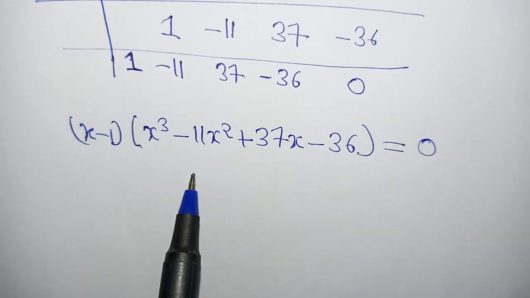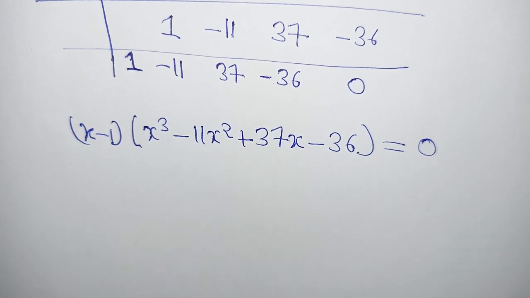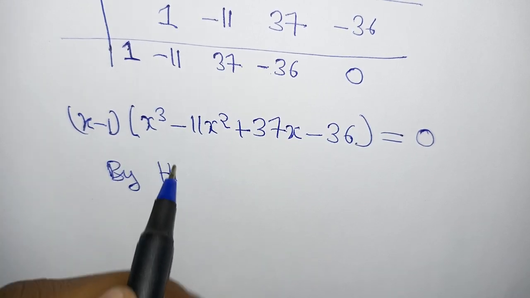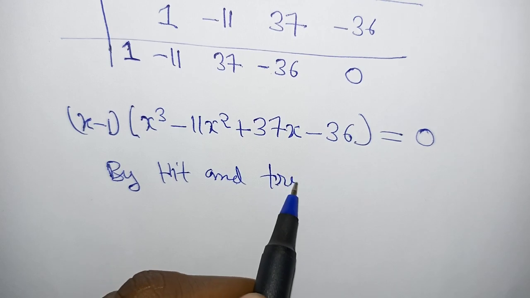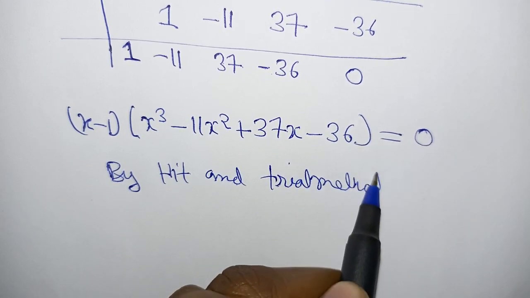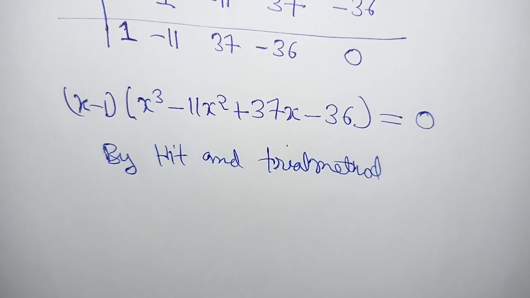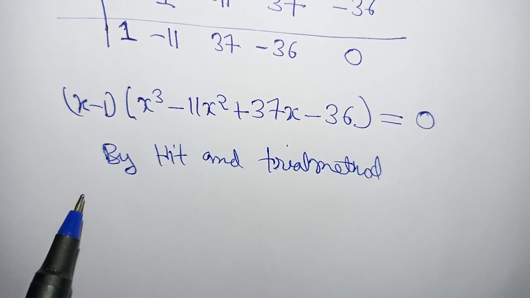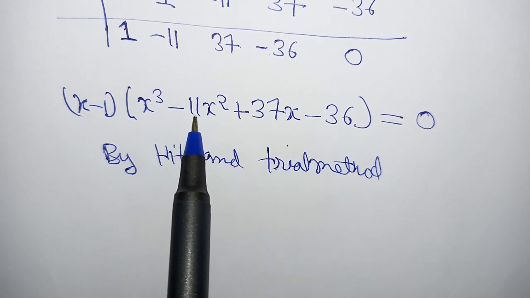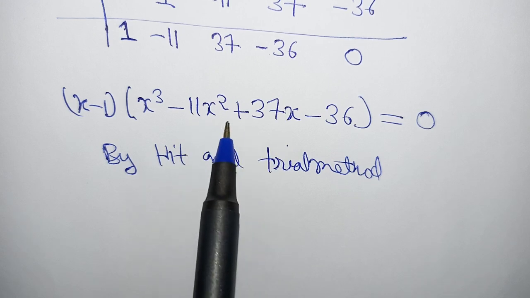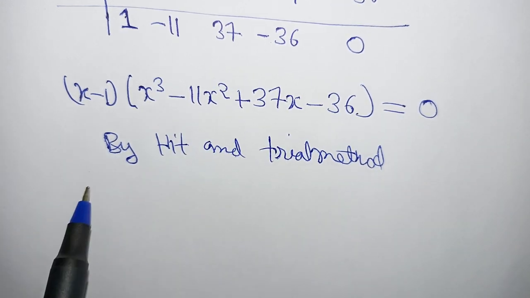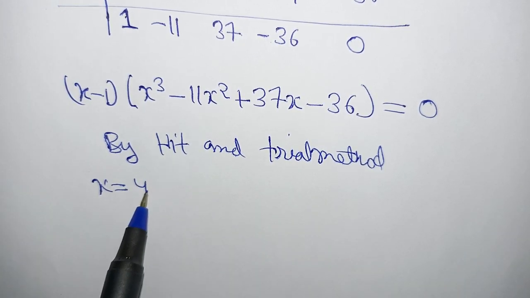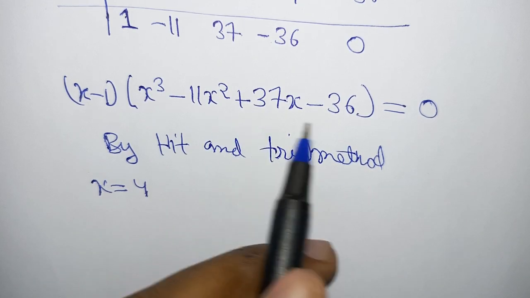We have a cubic equation. This will again take time, but we again apply the hit and trial method. By hit and trial method, you have to put x equal 1, x equal 2, x equal 3, and so on. You can put negative values as well, but you have to check which one is the root of this equation. So I will check directly for x equal 4, because I know that at x equal 4 this equation will satisfy to 0.